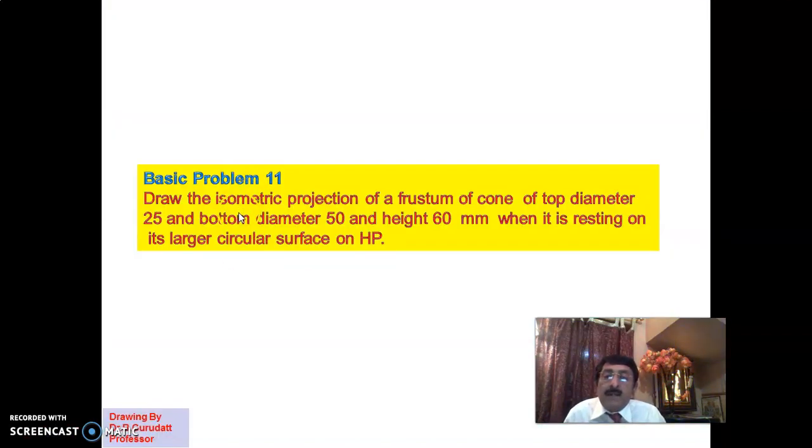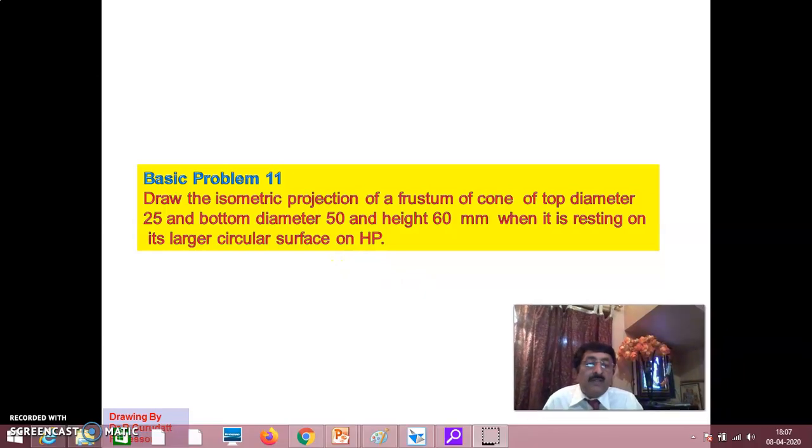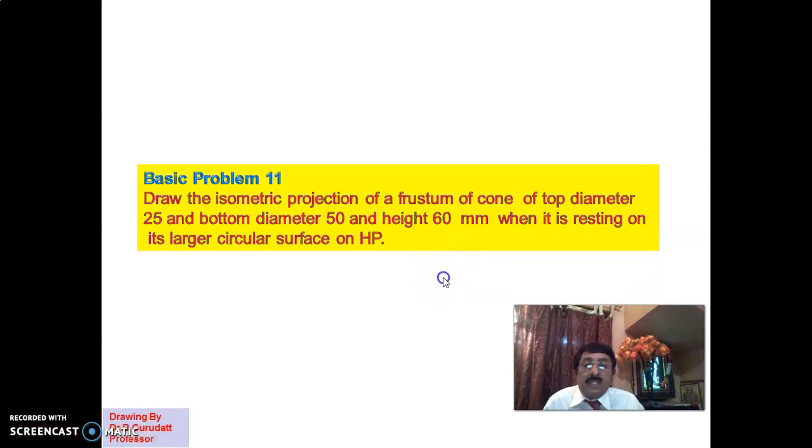Here there's a basic problem. Isometric projection of a frustum of a cone with top diameter 25, bottom diameter 50 and height 60 mm, when it is resting on its larger circular surface on HP. You see here, this is a frustum of a cone, meaning a cone with the apex portion removed. When the apex portion is removed, the top surface is also a circle, the bottom surface also will be a circle, and you have a height of 60 mm.